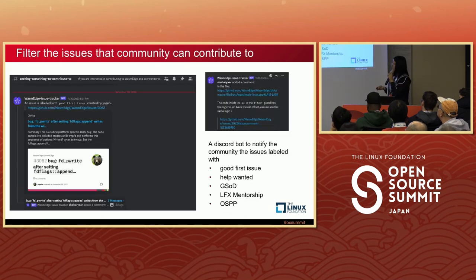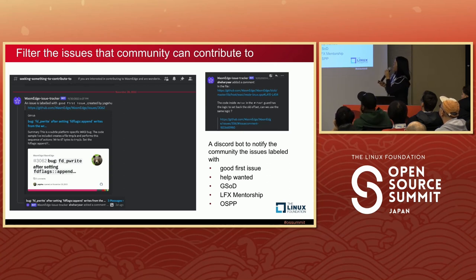So from the first step, we can filter the issues that the community can contribute to. This is a Discord bot. Discord is our community member base, but our company uses Slack. It is kind of strange, I know. So this is a Discord bot in the WasmEdge Discord server.